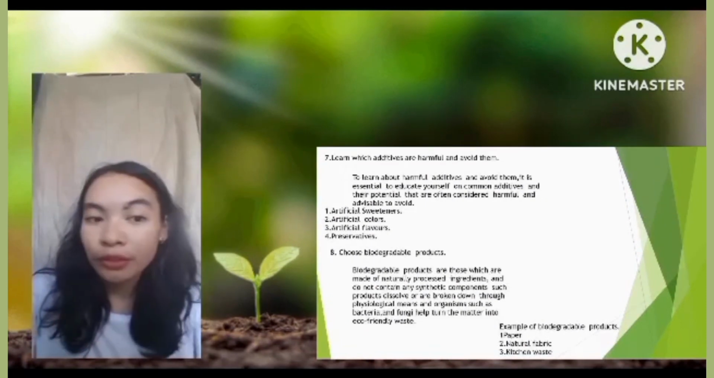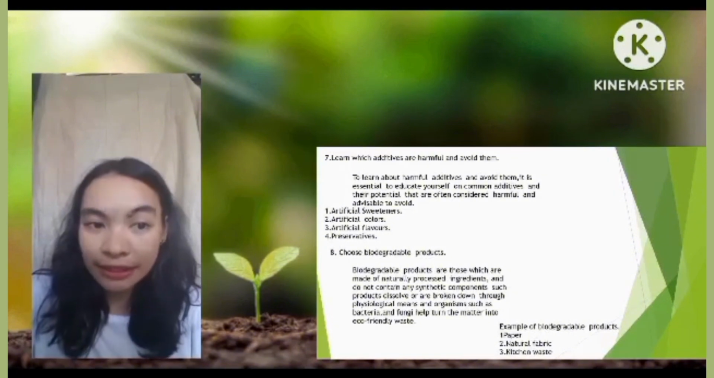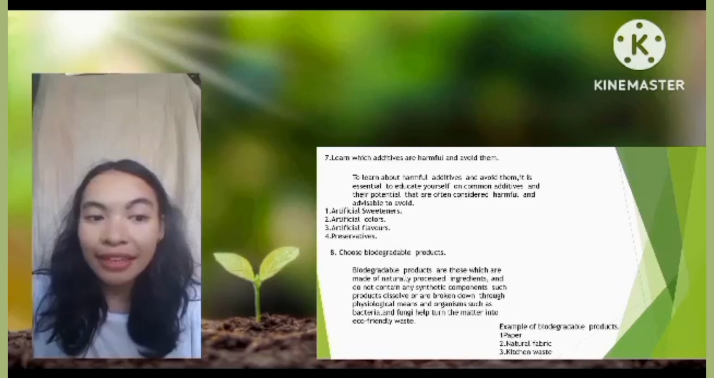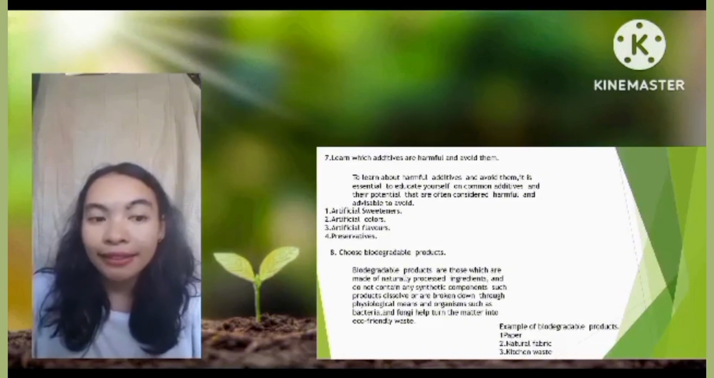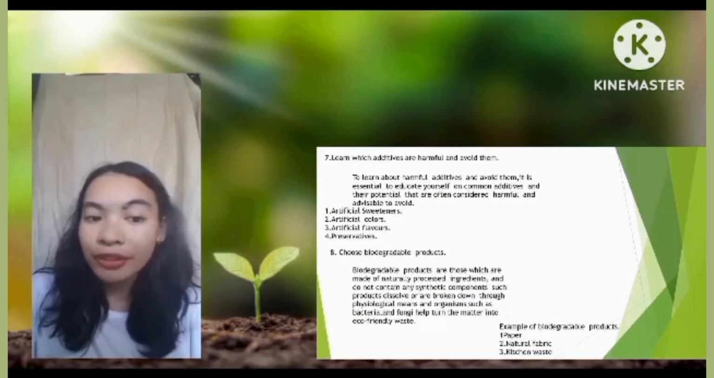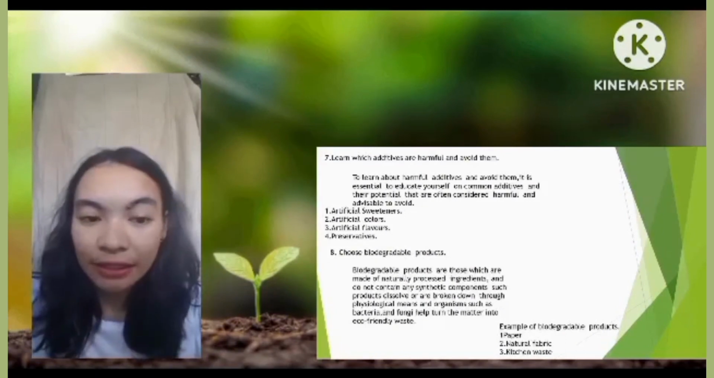It is important to note that individual sensitivities and reactions may vary. Reading ingredient labels, staying informed about potential risks, and making conscious choices can help in avoiding harmful additives. Consulting with healthcare professionals or nutritionists can provide further guidance tailored to your specific needs.